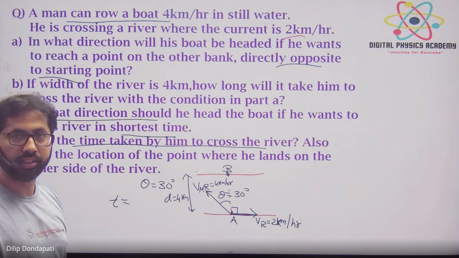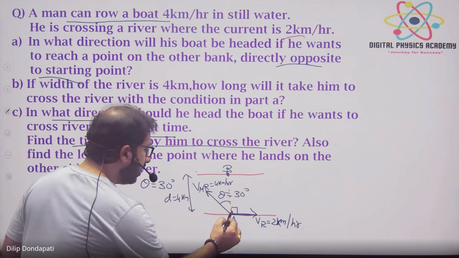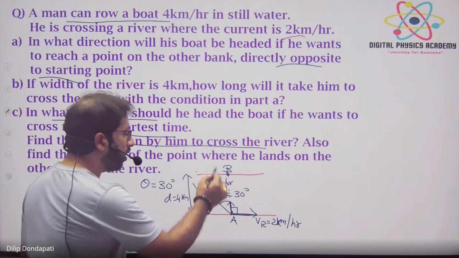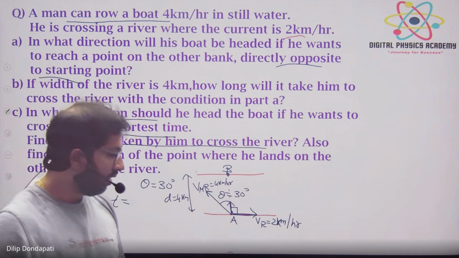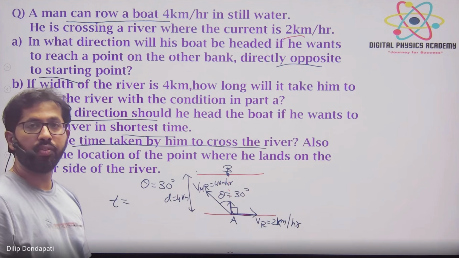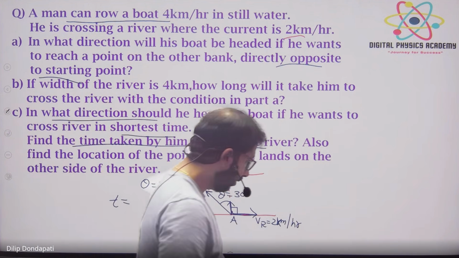Theoretical 90 degrees. Understood? Yeah. To reach in shortest time, he has to start initially perpendicular to the river flow. Sir, what do you mean by the point where he lands on the other side? Drift. Drift is asked. Okay.